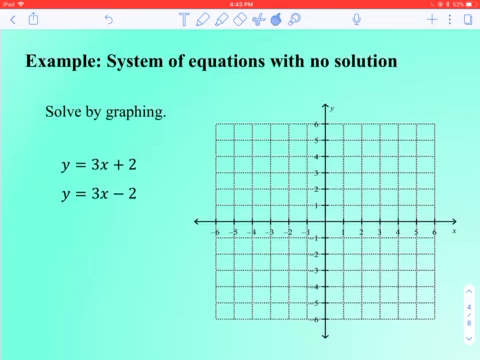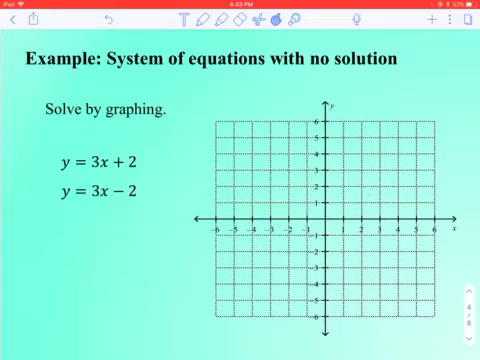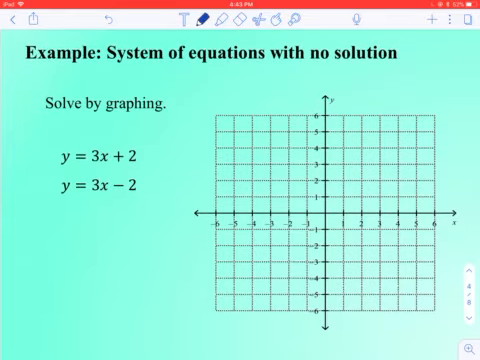This first one, we're going to graph, they're both in slope-intercept form. So the first one, and I'm telling you that there is no solution, but we've got to graph it to prove that. The slope for the first one is 3. The y-intercept is 2. So I'm going to put a point at 2, and I'm going to go up 3 over 1. And so I have another point. I'm going to go down 3 over 1. And then I'm going to create my line, put arrows on my line. And that's my first graph.